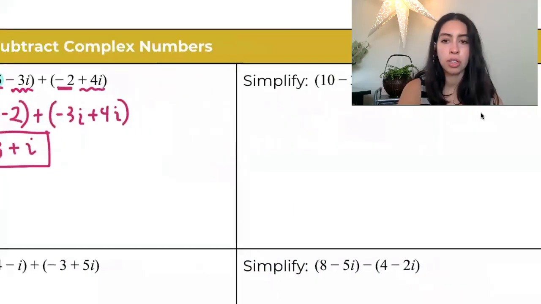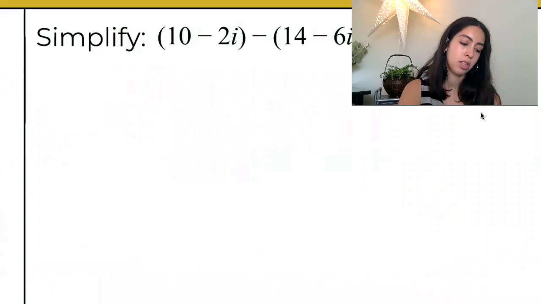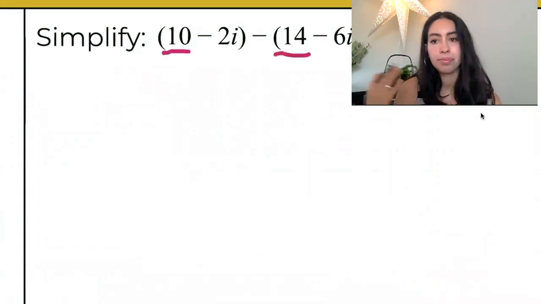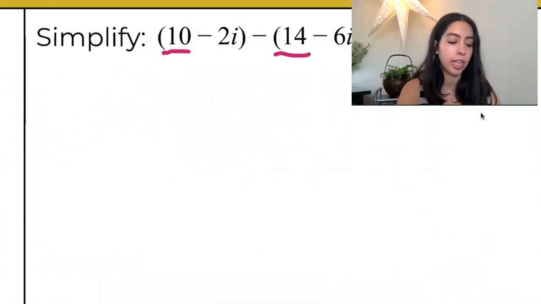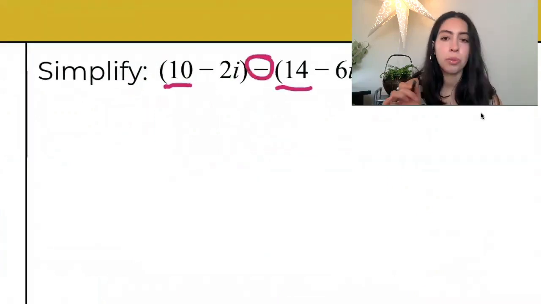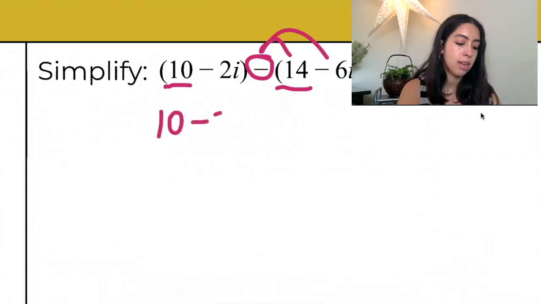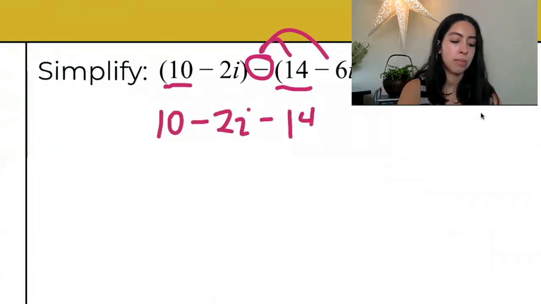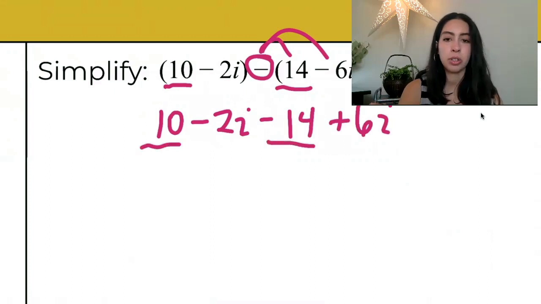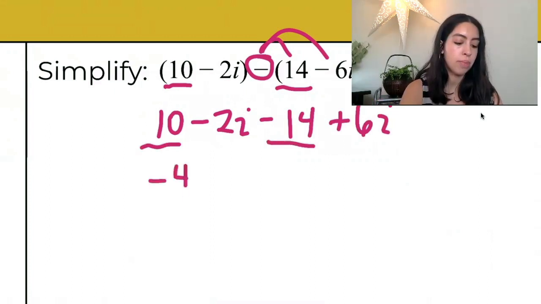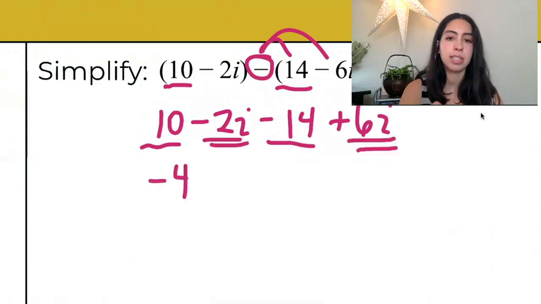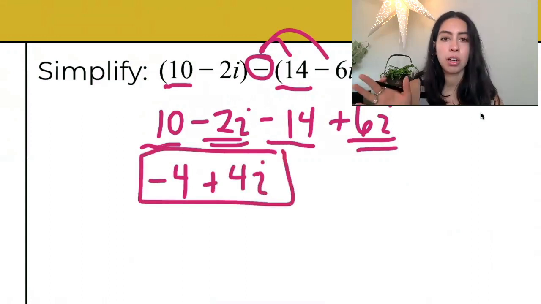So if you want to, you can think of it as combining like terms because the terms are alike in that they are either real or imaginary. Be careful with the signs. Here we're subtracting two complex numbers, so we want to distribute that negative. So this is technically going to be 10 minus 2i minus 14 plus 6i. And so when I combine my like terms, 10 minus 14 is -4, and -2i plus 6i is going to give me 4i. And that is our subtraction.